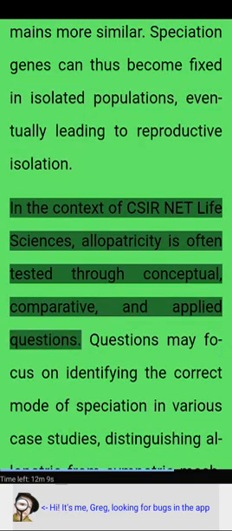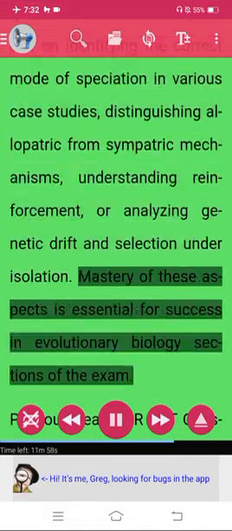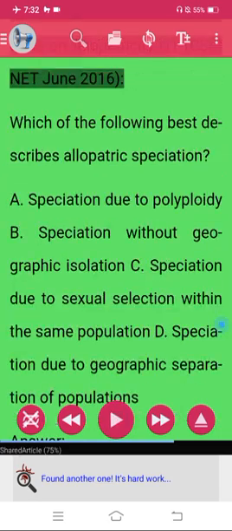In the context of CSIR NET life sciences, allopatricity is often tested through conceptual, comparative, and applied questions. Questions may focus on identifying the correct mode of speciation in various case studies, distinguishing allopatric from sympatric mechanisms, understanding reinforcement, or analyzing genetic drift and selection under isolation. Mastery of these aspects is essential for success in evolutionary biology sections of the exam.